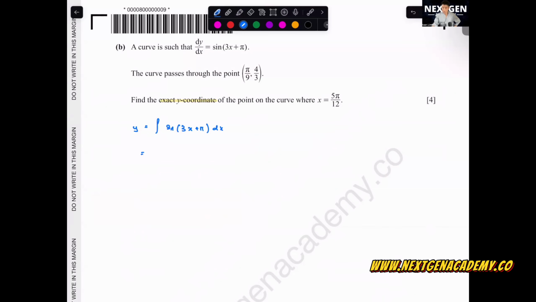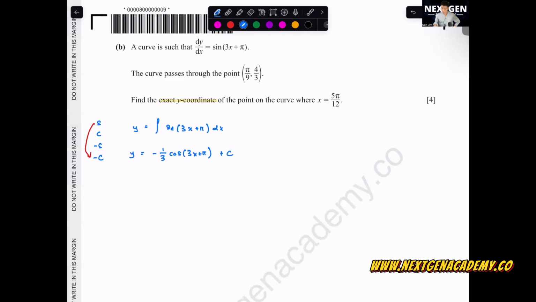Which we'll get, okay, we can use the acronym SC, negative S, negative C. So if it's integrating, sine will become negative cos. Okay, so here negative cos 3x plus pi. Then we differentiate inside, which is just 3, so 1 over 3. Then plus C. Okay, so y equals negative 1 over 3 cos(3x plus pi) plus C.